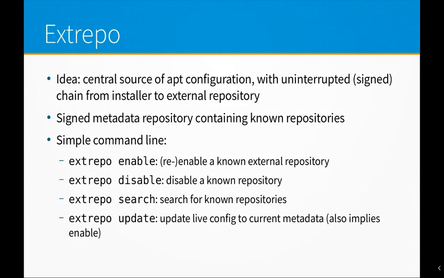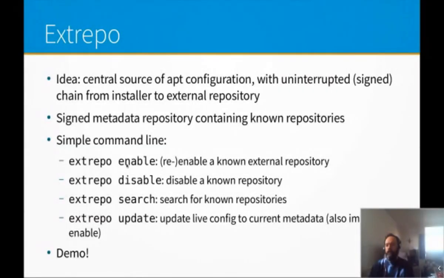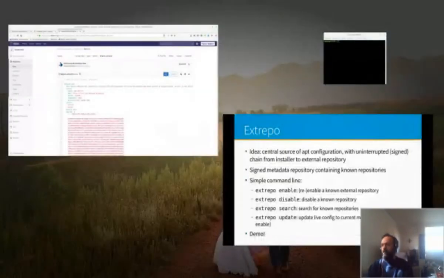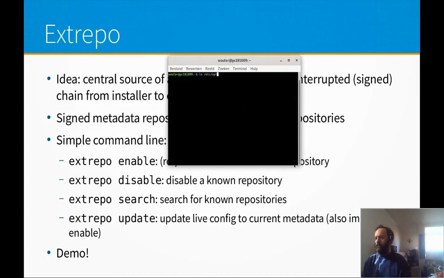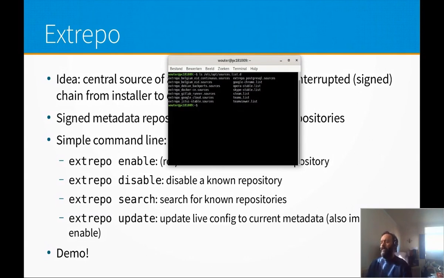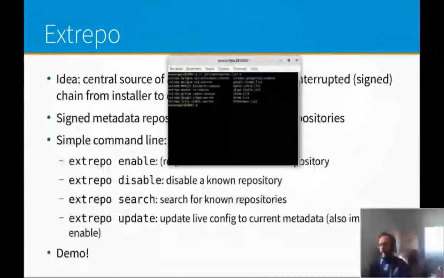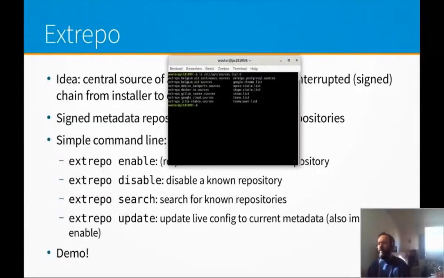So, oops, yeah. Maybe a demo. Let's see how that works in practice. Let's go here. I have a few repositories enabled through Extrepo on my system. Let's say I want to enable something else. I would like to run VS Codium, which is the free software version of Microsoft's VS Code. So let's do that.